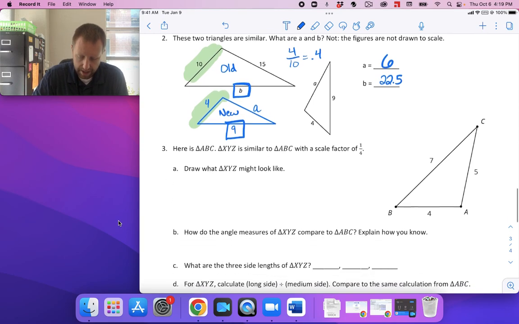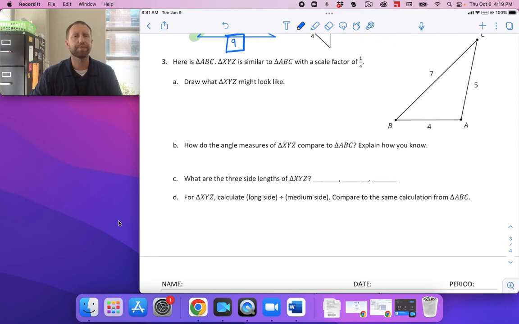And then finally, number 3 here, it says, here's triangle ABC. Triangle XYZ, which we don't have, is similar to ABC with a scale factor of 1/4, which means, remember, you use all the original side lengths, 1/4 of them. So to find 1/4, what I thought was easiest for this, and you guys could have done this easily with patty paper, is cut each length in half and then split each half in half, right? Each one of those little sections now is 1/4.